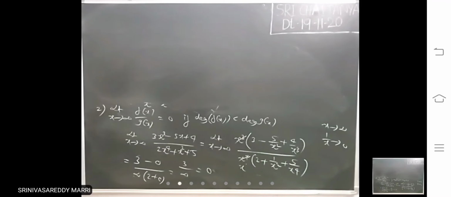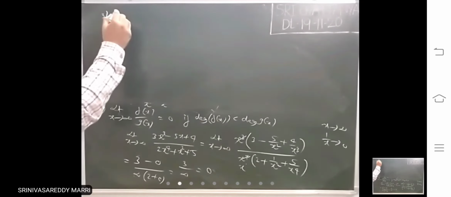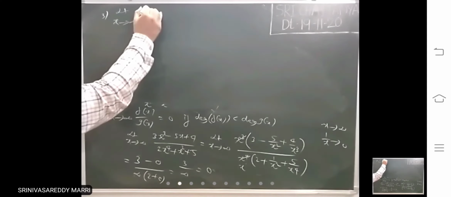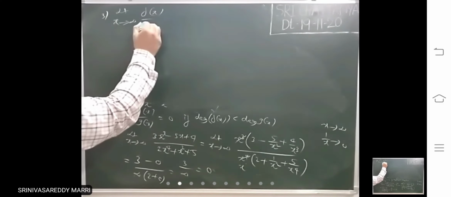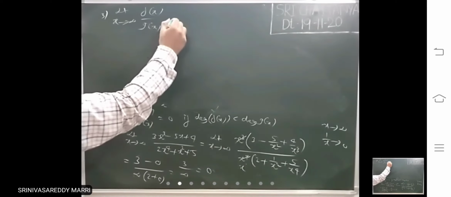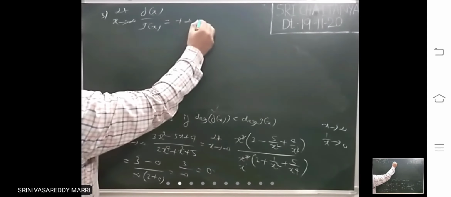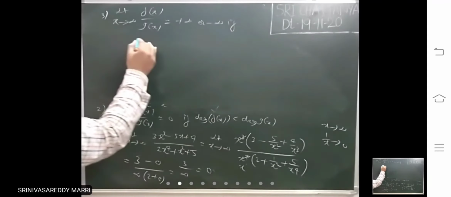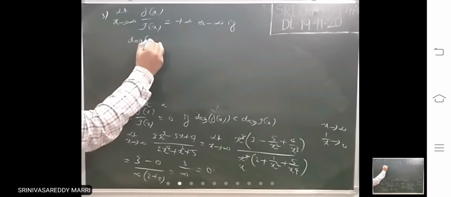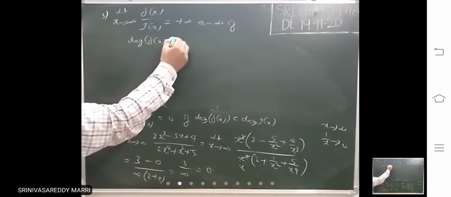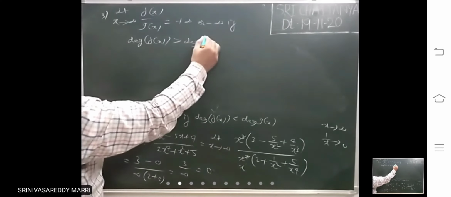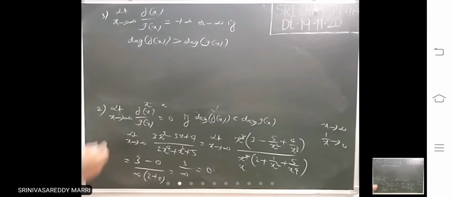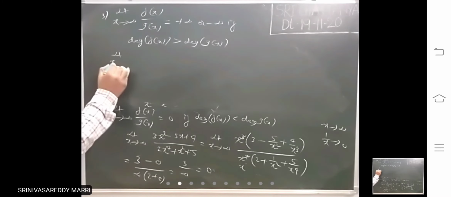Suppose third, limit x tends to infinity, plus infinity or minus infinity, if degree of f of x is greater than degree of g of x. If the degree is more, then it will become plus infinity or minus infinity.